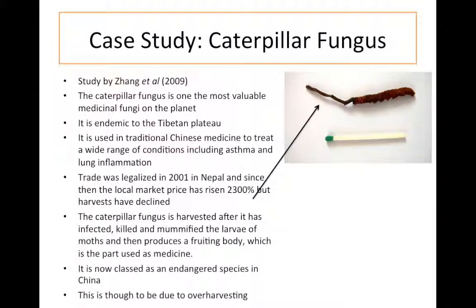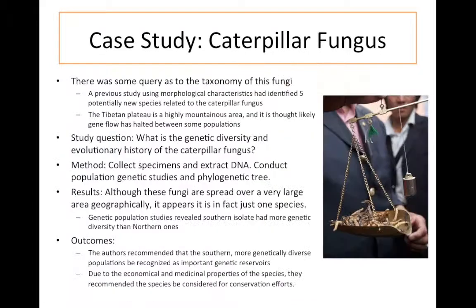Trade was legalised in 2001 in Nepal, but since then the local market price has risen 2,300%, while harvests have declined. The caterpillar fungus is harvested after it has infected, killed, and mummified the larvae of moths, and then produced a fruiting body, which is used as part of the medicine. And that fruiting body is this bit up here. So you've got your mummified caterpillar and the fruiting body up here. It's now classed as an endangered species in China, and this is thought to be due to over-harvesting.